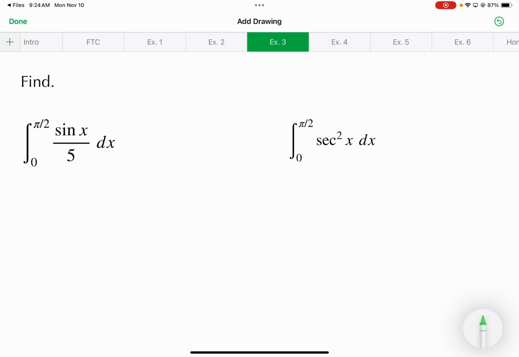All right, more trig. What do you want to do for the first one? Let's take the 5 out. So it's got to go out in front as a fifth. And then 0 to pi over 2. Sine of x is left over on the inside, dx.